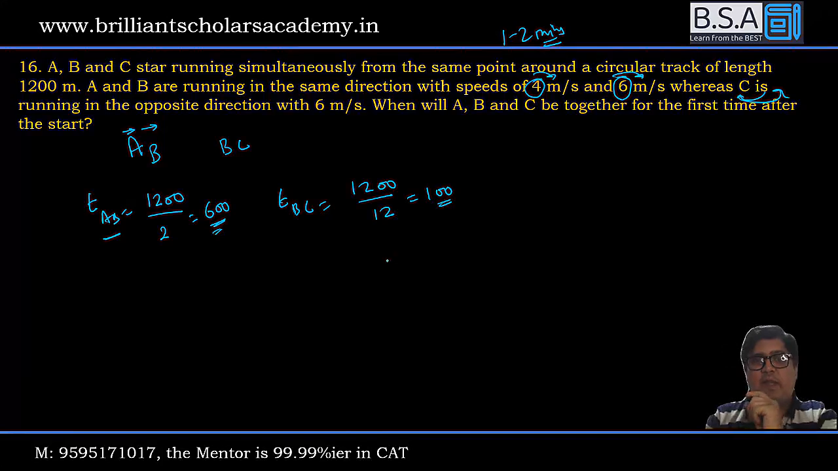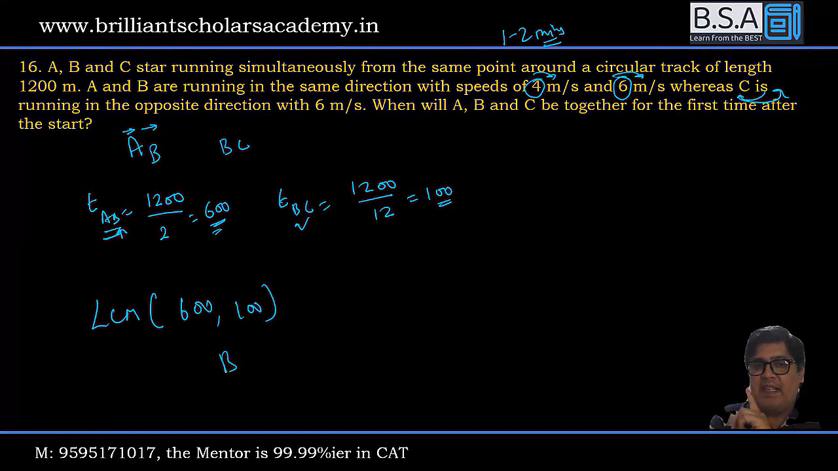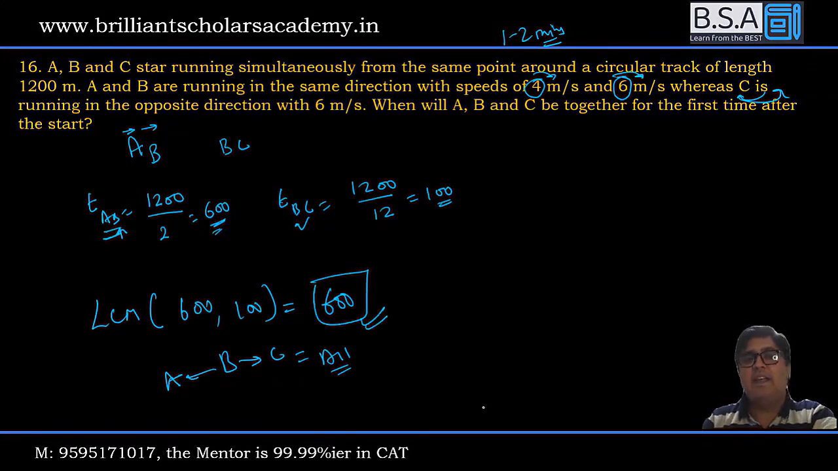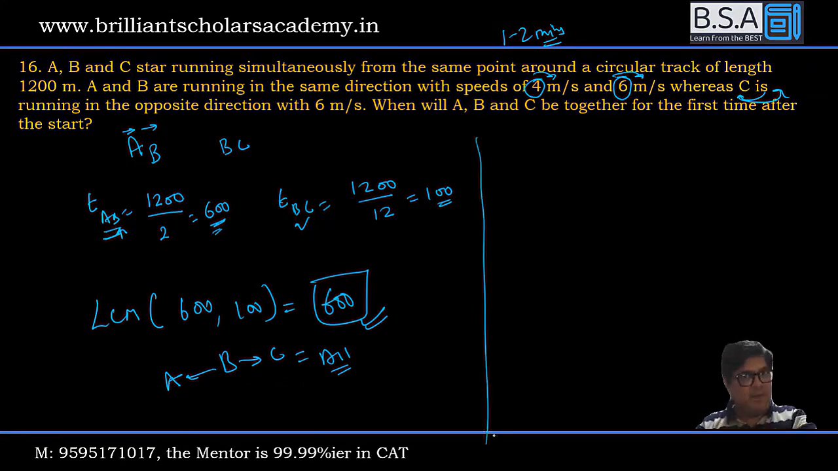Listen to this. Because A is with B and C is also with B, if I could find a common multiple of these, can I say B is with C as well as with A? So all of them are together. What is the LCM of these numbers? 600. So they'll meet in 600 seconds. They'll all be together. You can take any one person common and solve.